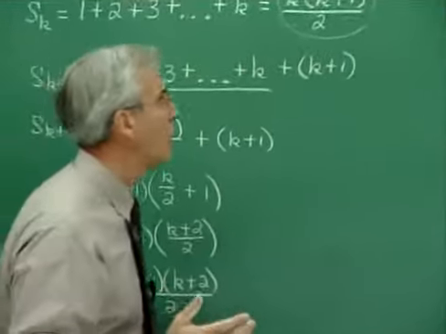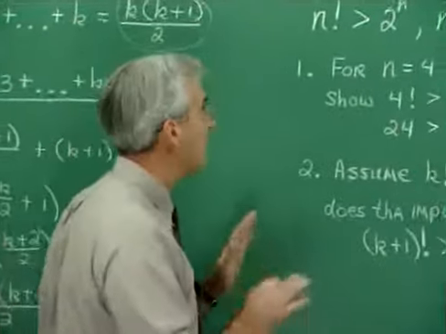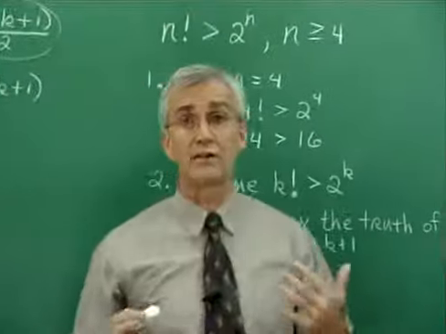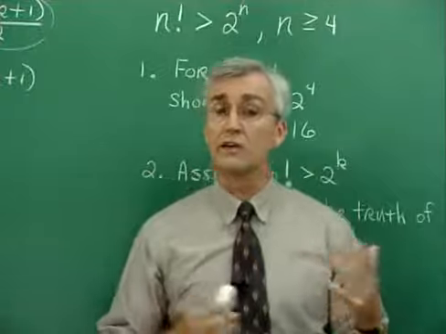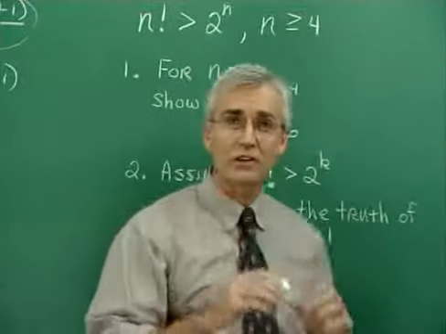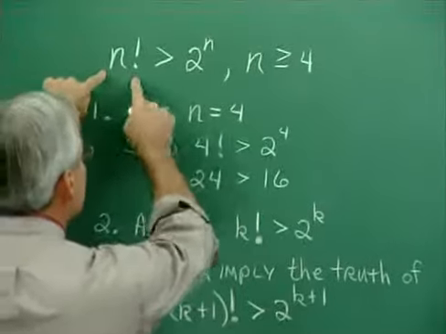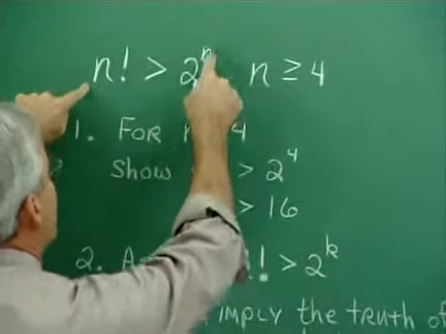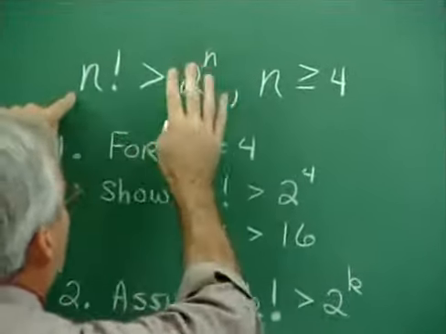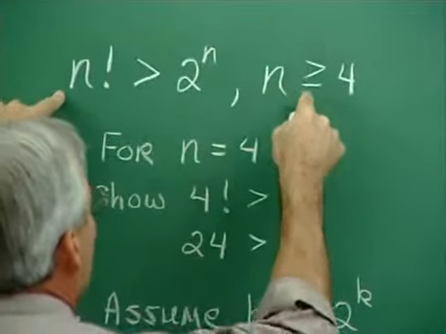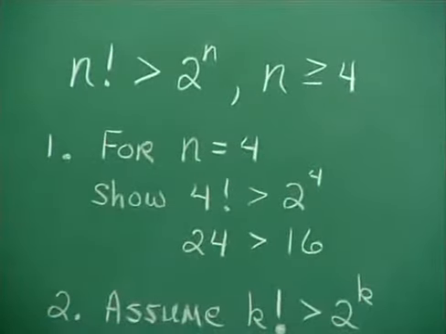Here's one that involves an inequality, and the strategy for inequalities is a little different. This is one of the nuances involved in using math induction. All right, here's the conjecture. It is this: n factorial is greater than 2 to the n power for all values of n greater than or equal to 4.